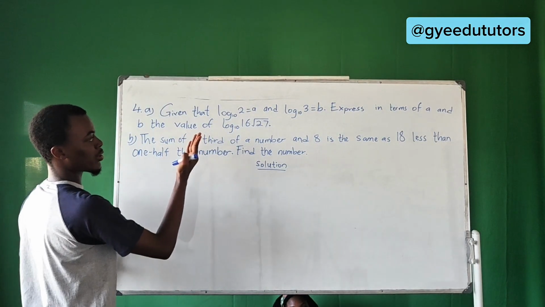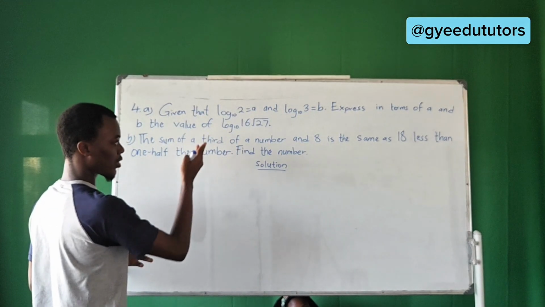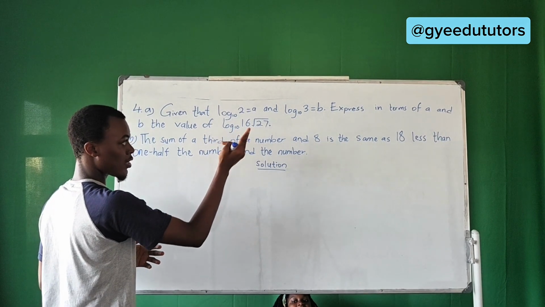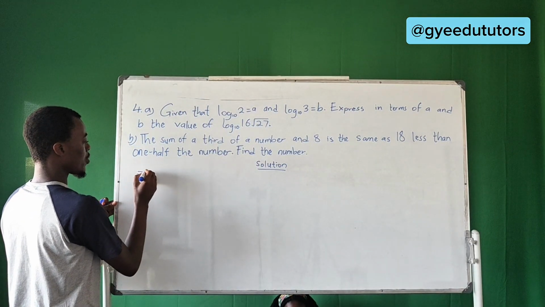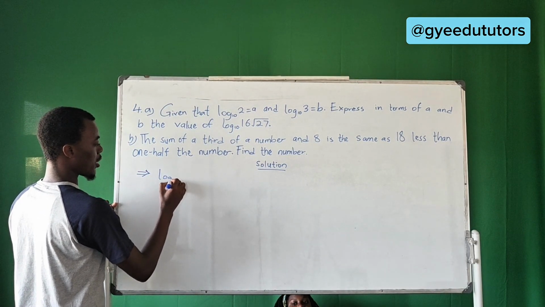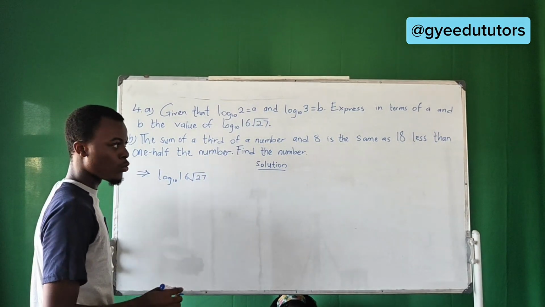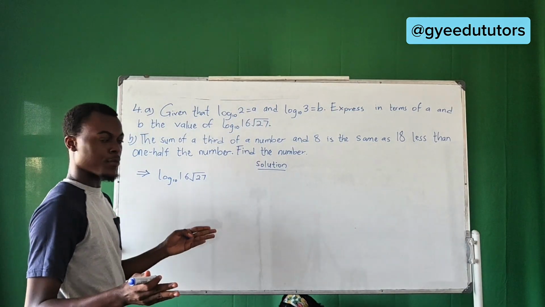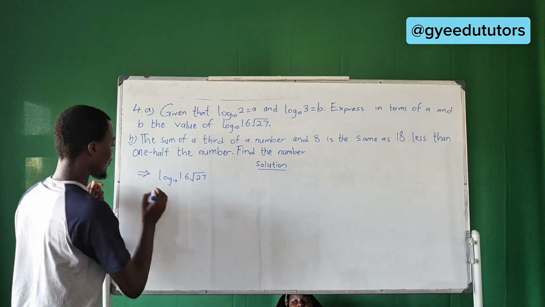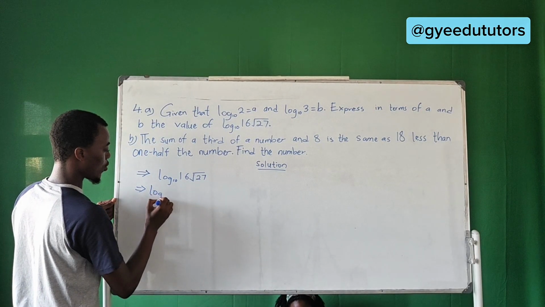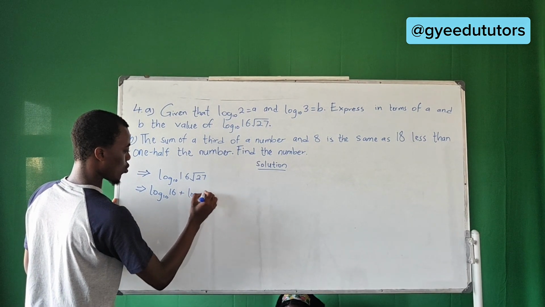Given that log 10 2 is equal to a and log 10 3 is equal to b, express log 10 of 16 root 27 in terms of a and b. So the first thing that we have to do is break down log 10 of 16 root of 27. The first rule of logarithm: if two numbers are multiplied against each other and you want to break them down, it becomes addition. So now we have log 10 of 16 plus log 10 root of 27.